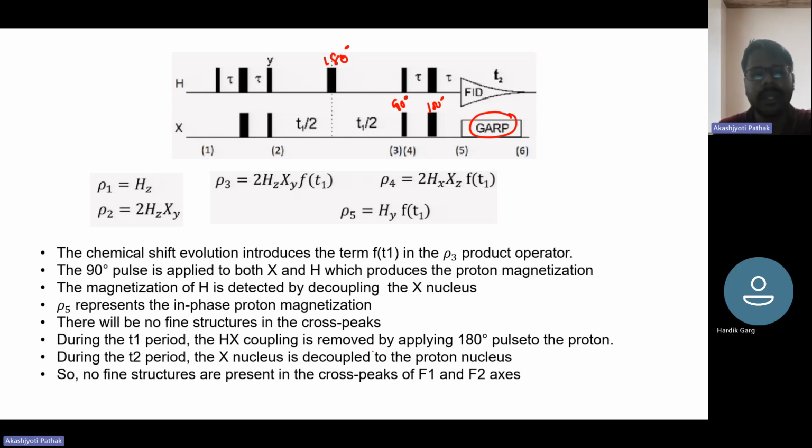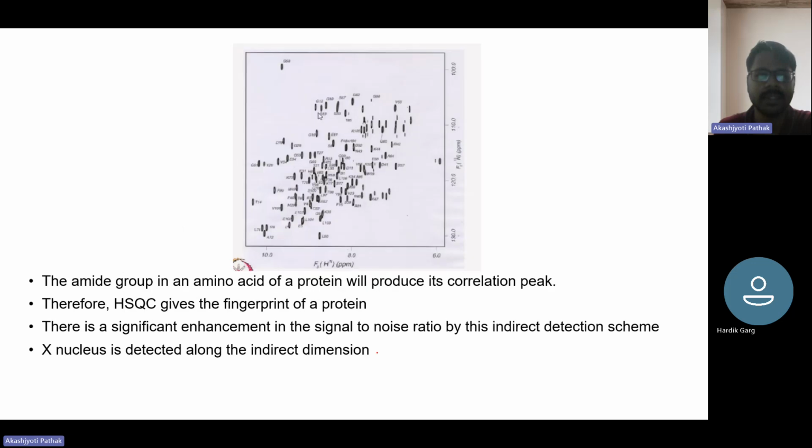And during the T2 period, the X nucleus is decoupled from the proton. So we are independently detecting the H and X nuclei. In the T2 dimension, the F2 dimension, we will have the peak for the proton, and in the T1 dimension we are detecting the X nuclei. So there will be no fine structures present in the cross peak on the F1 and F2 axes.